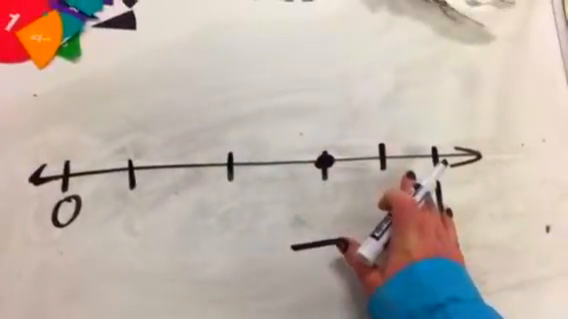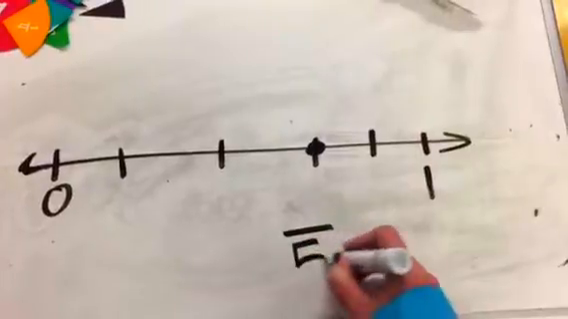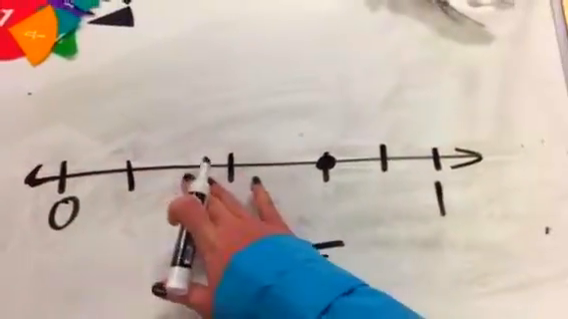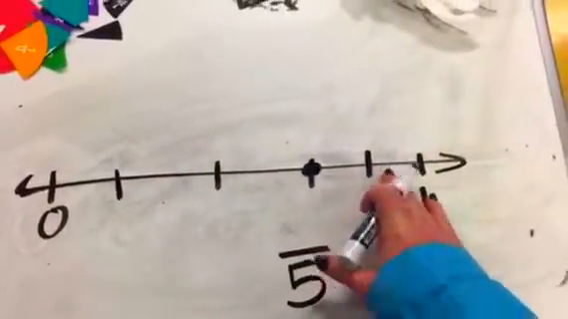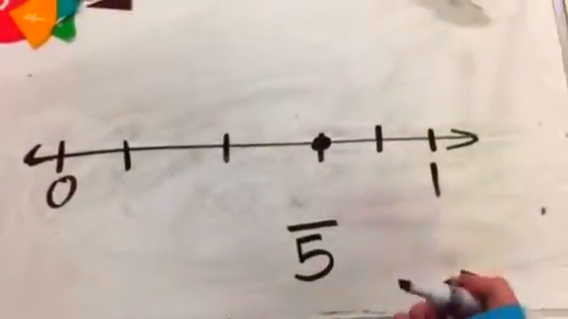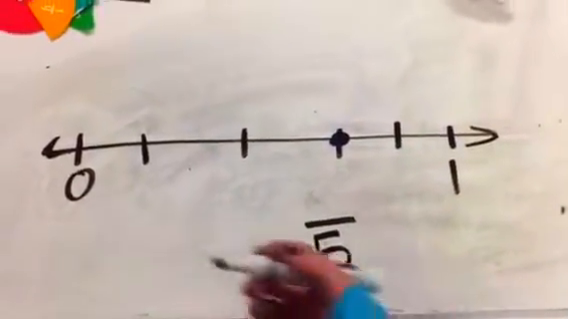How many pieces were in my whole? There were 5 pieces in my whole. There was 1, 2, 3, 4, 5 pieces in my whole, so my denominator has to be a 5. All right, let's start labeling them.